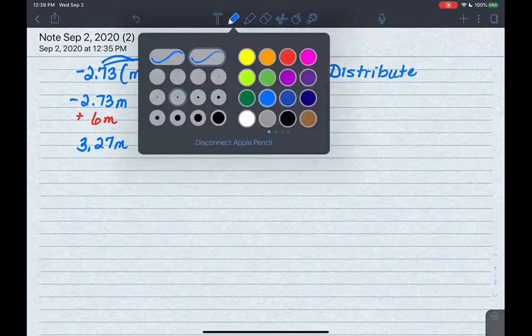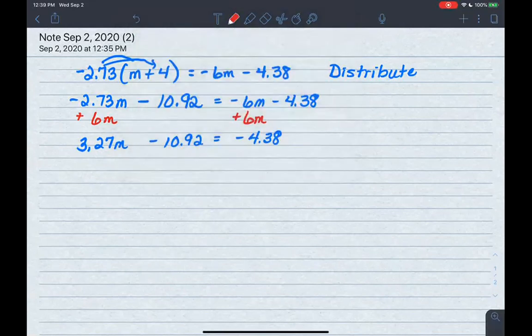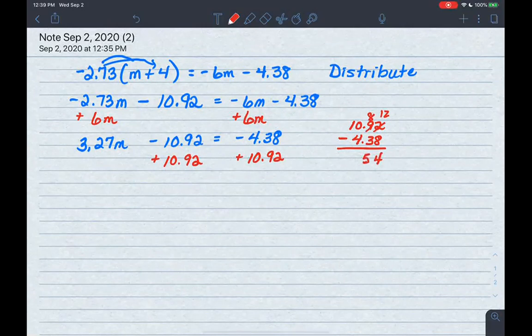And then the same thing we just did, switch colors here and add 10.92. So at each of these decimal spots, if you want to or need to, you can use a calculator, but keep in mind that what we're doing here is 10.92 minus 4.38. So we're going to get 12, and that's an 8, a 4, and a 5. 6.54, do you guys agree with me?